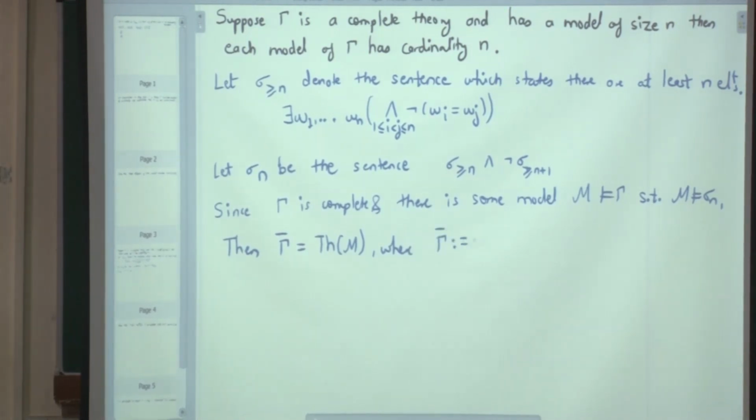gamma bar is the set of all those sentences in an appropriate language such that this happens. So all these sentences in gamma bar are true in M, and conversely every sentence true in M is also in gamma bar. So in particular, see, M satisfies sigma n because it has exactly n elements. So therefore, sigma n belongs to gamma bar.